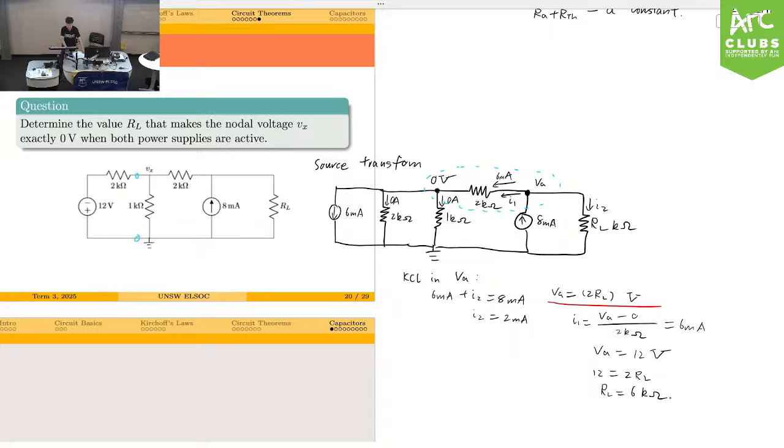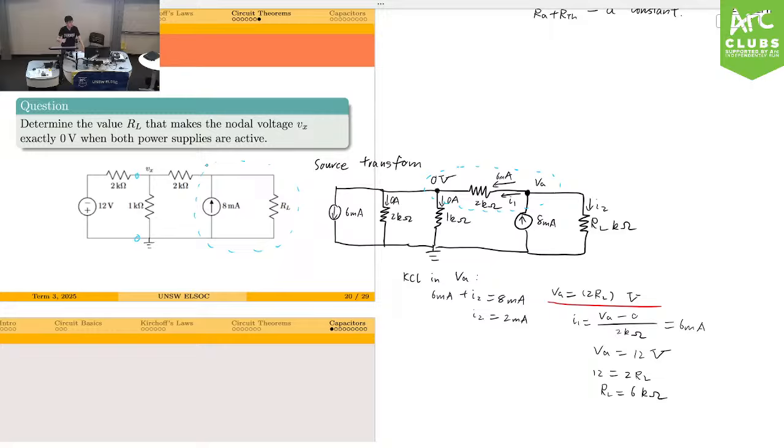So that's how we can find RL in this case. Any questions? Can't we add the current sources together and the resistors of 2 and 1 k? I think I tried to do that. It's not really nice. It should theoretically be possible. I tried to transform this as well, but the answer is not really nice. It should work, but this is probably going to be the nicest answer.